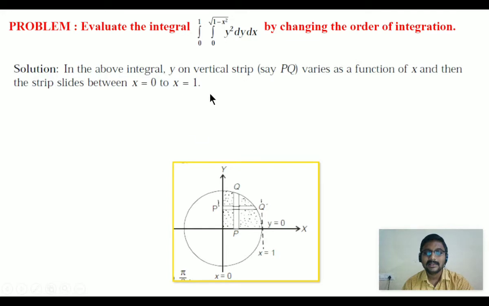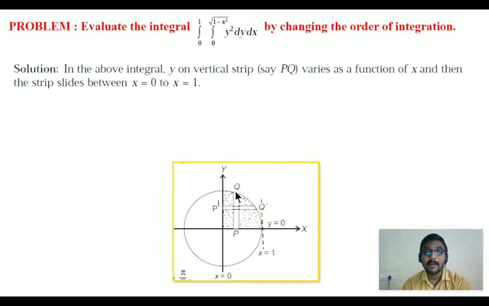Then the strip slides between x equal to 0 to x equal to 1. Since x varies as 0 to 1, we have to consider the dotted area, which is a closed region, only in the first quadrant, because x varies as 0 to 1 and y varies as 0 to root of 1 minus x square. The lower part of the strip touches the x-axis, so y equal to 0. PQ is the old strip. The upper part of the strip touches the curve, that is the circle, where y is root of 1 minus x square.